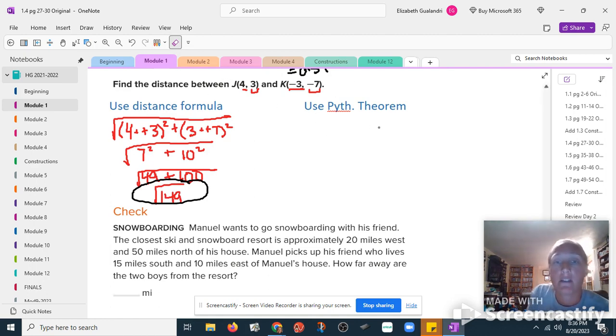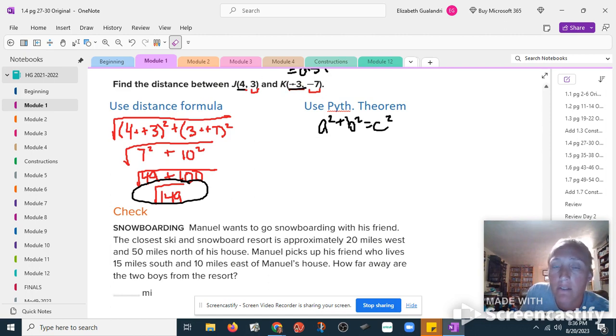Now, using the Pythagorean theorem, how does that look? Well, I would start with a squared plus b squared equal to c squared, and it looks very similar. But you do a lot of the steps differently because you're kind of thinking about them. So a, we have to think about, is our run. So our run between these two is how far apart are 4 and -3.